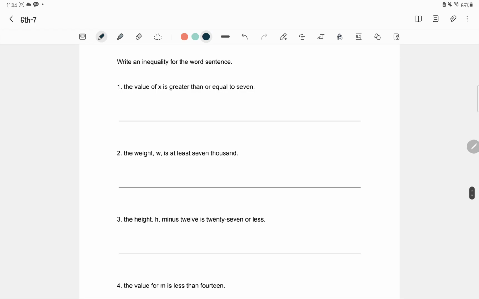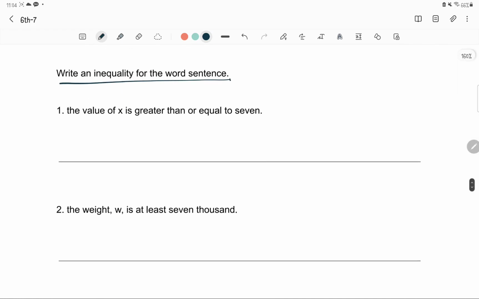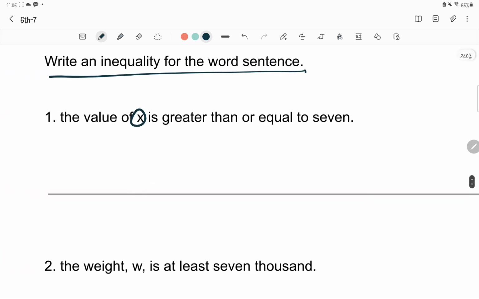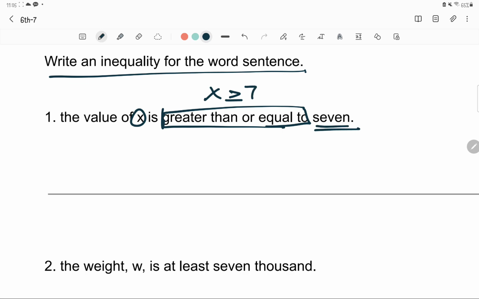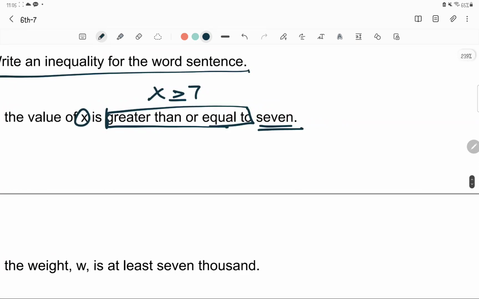And for this one, write an inequality for the word sentence. This requires the skill of reading and understanding what the question is saying. X is greater than or equal to the number, which is 7. And we can now graph if we get this inequality right.